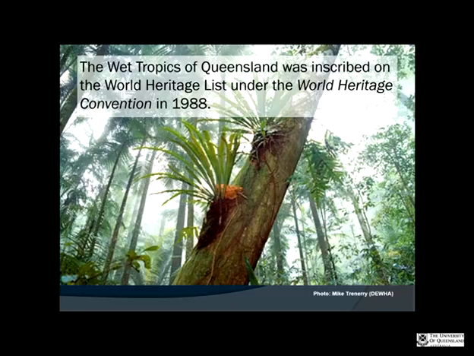Now the wet tropics, which is adjacent to this area, is on the World Heritage List. It's listed under the UN World Heritage Convention. It's been listed since 1988, okay? So it's something that Australia has undertaken to conserve, preserve, protect, present. Remember, we looked at all those things. So it's something that is a matter of national environmental significance under the EPBC Act.